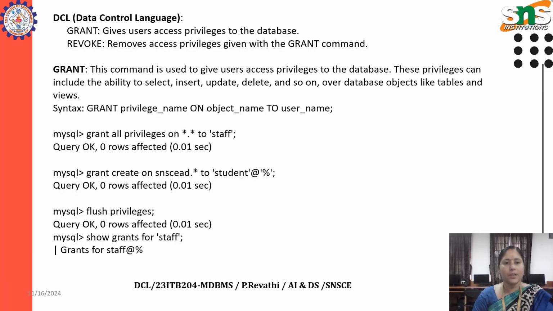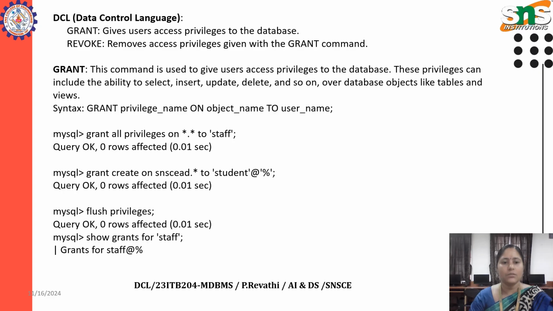Grant and revoke command. Grant gives users access privileges to the database. Revoke removes access privileges given with the grant command. Grant command is used to give users access privileges to the database. These privileges can include the ability to select, insert, update, delete, etc. over the database objects like tables and views.